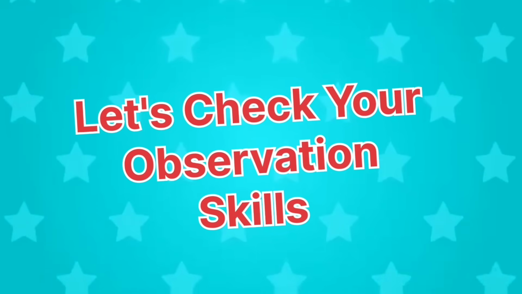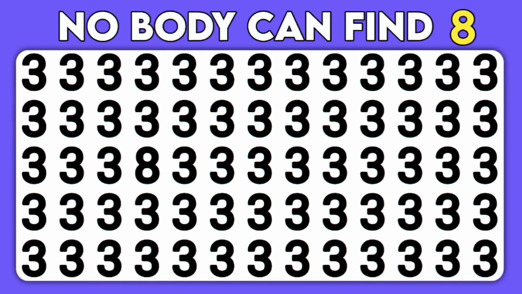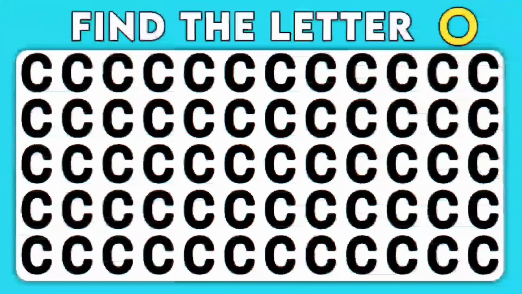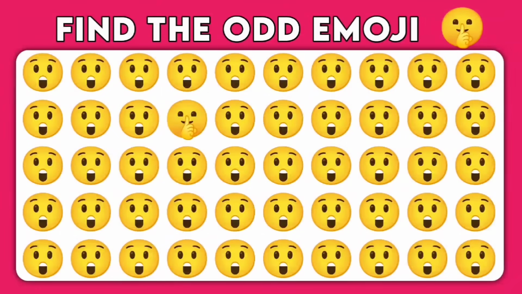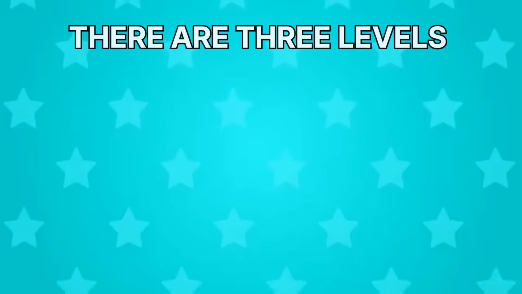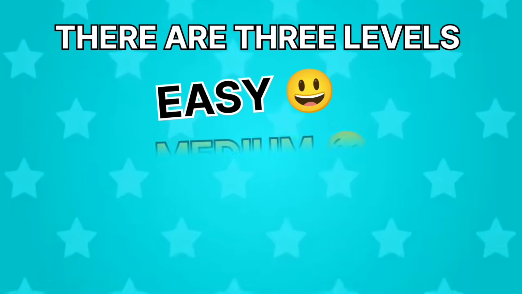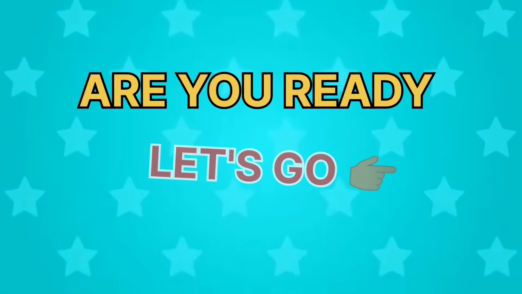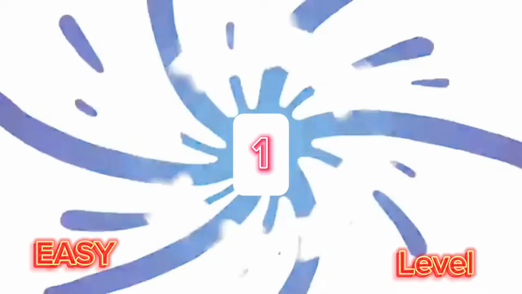Let's check your observation skills. Can you find the odd numbers, letters and emoji within given time? There are three levels: easy, medium and hard. Are you ready? Let's go! Start with the easy level.